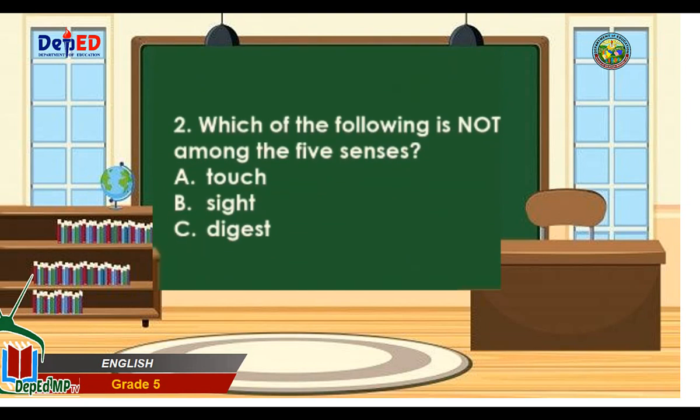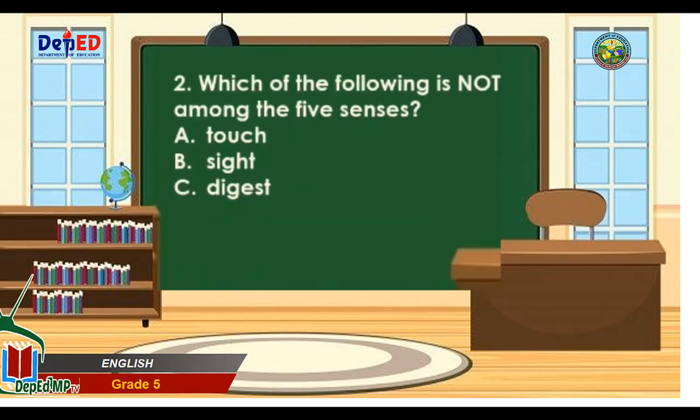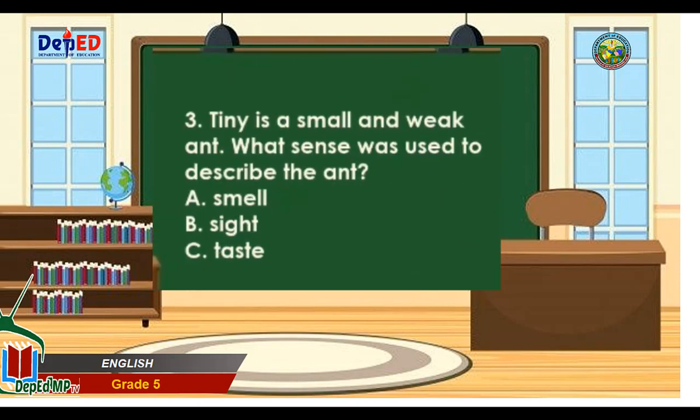Number 2. Which of the following is not among the 5 senses? A. Touch. B. Sight. C. Digest. Number 3. Tiny is a small and weak ant. What sense was used to describe the ant? A. Smell. B. Sight. C. Taste.